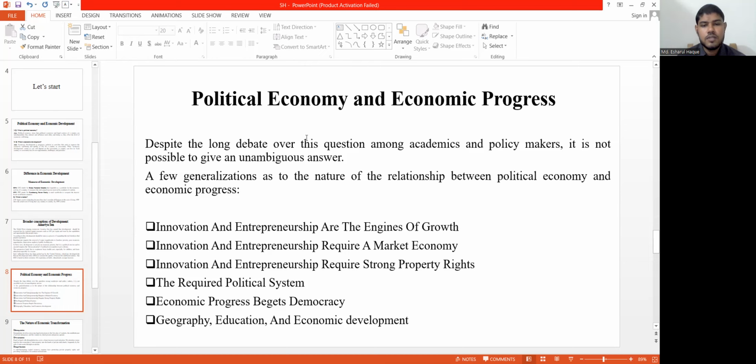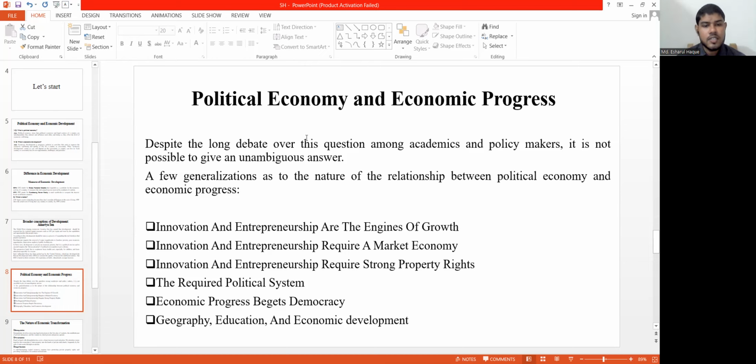Second, innovation and entrepreneurship require a market economy. So why do they require a market economy? What is the benefit of a market economy? A market economy is one where every firm and individual performs their own work. No legal restriction is given there. Government does not interfere there. All things, price and quantity, are determined by demand and supply.